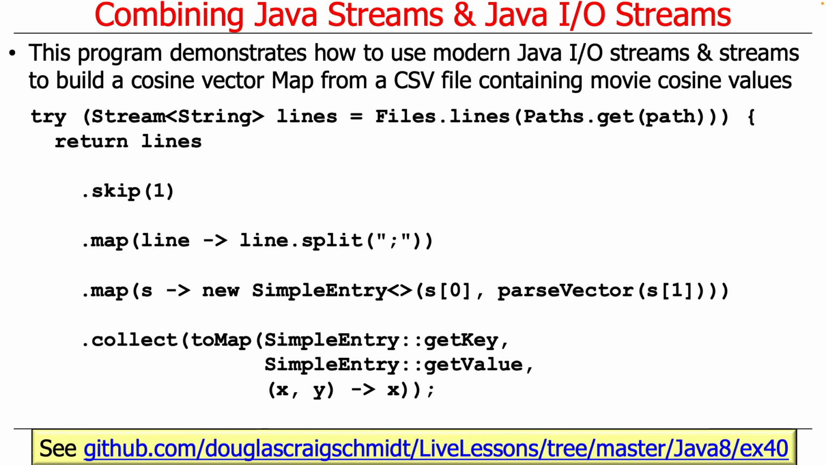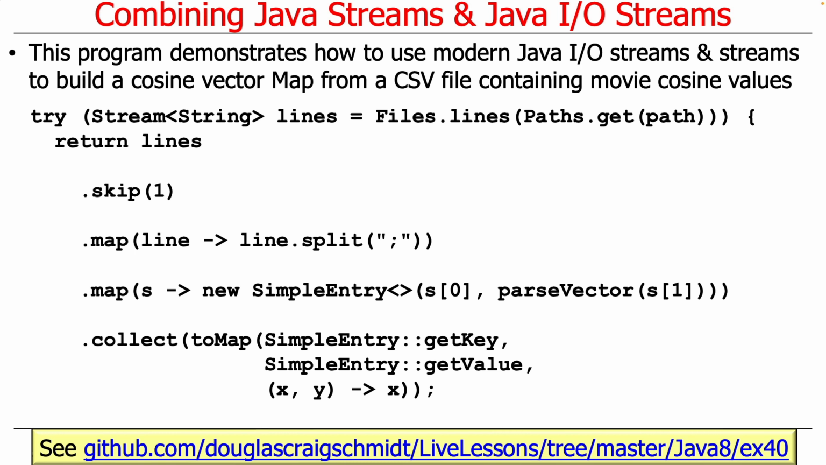We saw simple entry before, which is this key value pair entity with the name of the movie followed by the cosine vector. And we take the vector as a string and we turn it into essentially a list or an array of doubles. And then we collect everything to a map where we have the name of the movie and the cosine vector as the result. And this is just done if we have 2 movies with the same name, which we will not have, but you need to put it there for syntactic reasons.